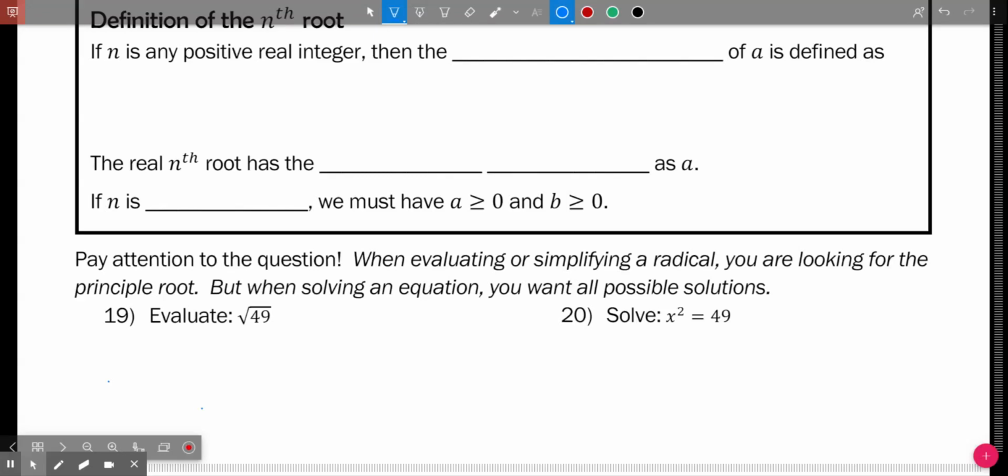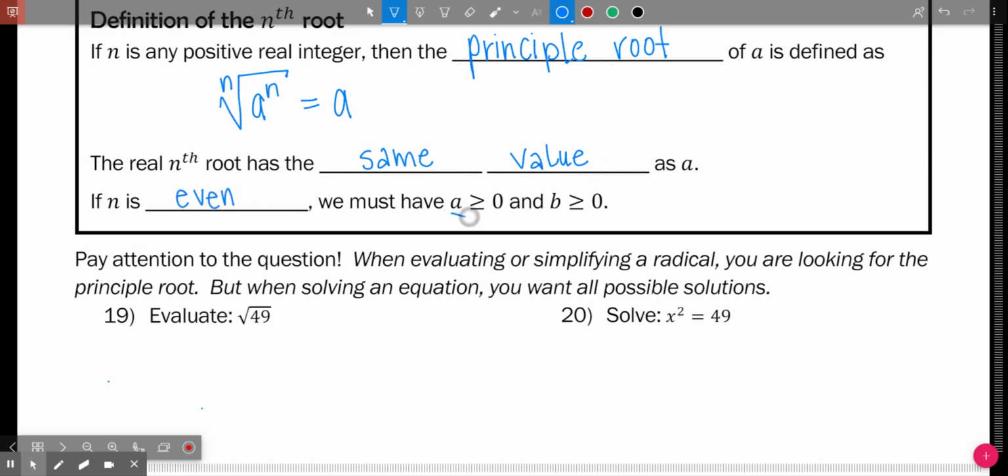The definition of the nth root. If n is any positive real integer, then the principal root of a is defined as the nth root of a to the nth power is equal to a. The real nth root has the same value as a, and if n is even, then the value of your radicand, a, must be greater than or equal to 0, so it must be positive.